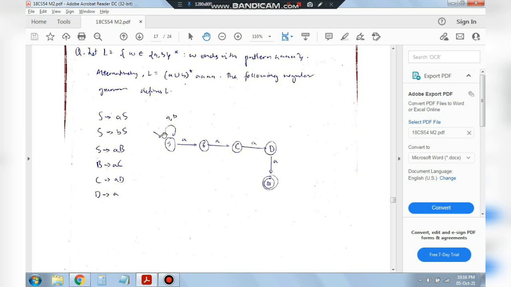Okay. And in the starting place we have also A and B. Right. From S goes to S via A. S goes to S via B. So we will have S the self loop A comma B. Okay. This is the starting state and this is the ending state.